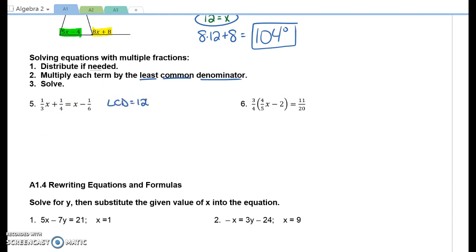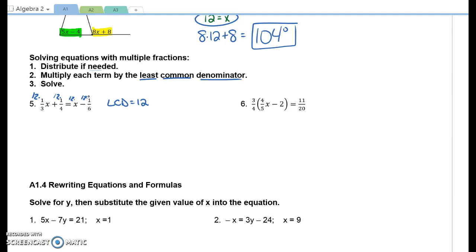So what are we going to do with that 12? We are going to multiply every single term by 12. If you multiply every term in an equation by the same number, the equation is still valid. So we're going to do 12 times 1/3 x, 12 times 1/4, 12 times x, and 12 times negative 1/6.